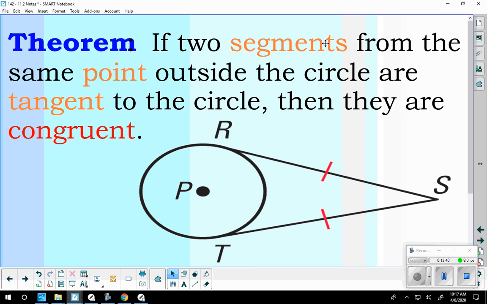So if two segments are from the same point outside the circle, for example, point S, and they're both tangent to the circle, so you can see these are both tangent to the circle, then they are congruent. They're the same measure.